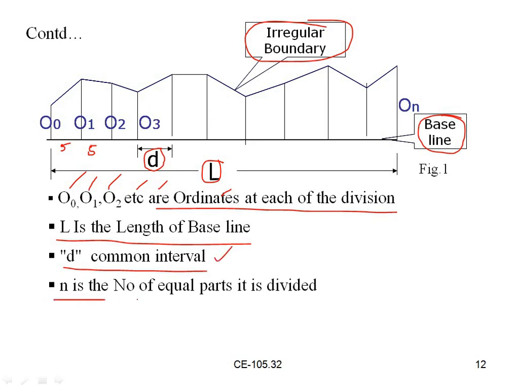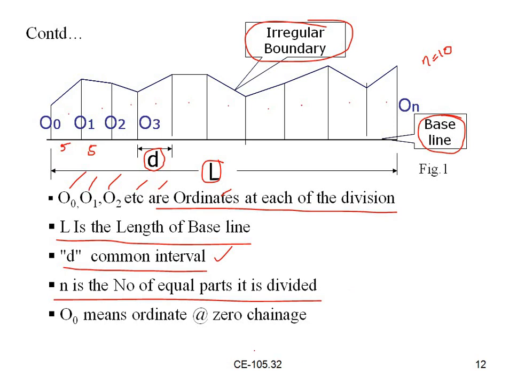And small n is the number of equal parts it is divided into. So how many parts have we divided it into? Let us count: 1, 2, 3, 4, 5, 6, 7, 8, 9, 10. So the number of parts is n equal to 10. To get the irregular boundary surface area, we are using this method.